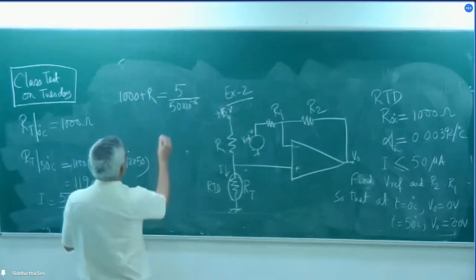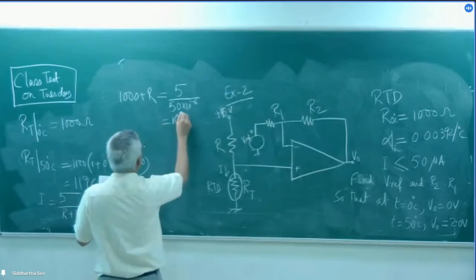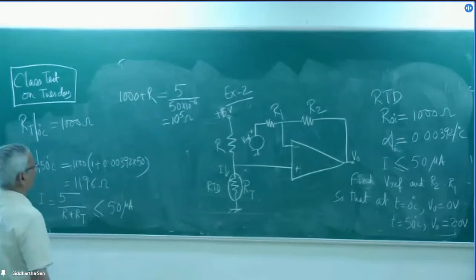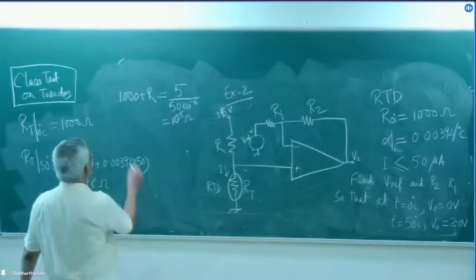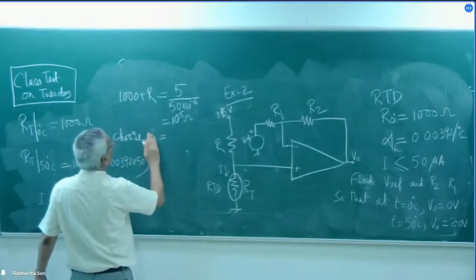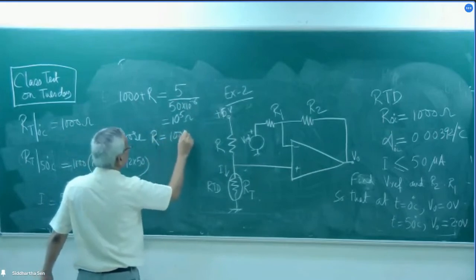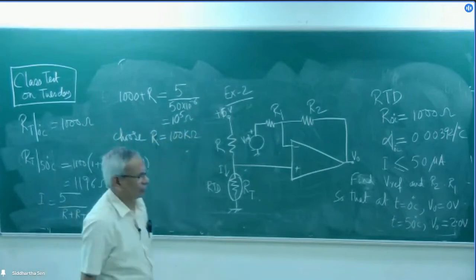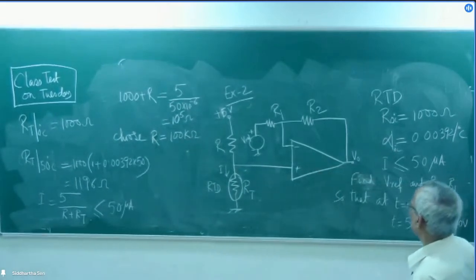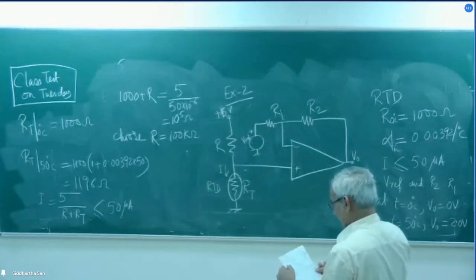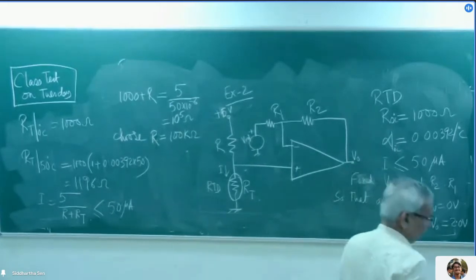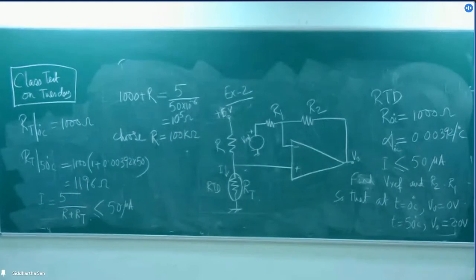And so it is 10 to the power 5 ohm. So we can say 10 to the power 5 means 100 K. Okay, we can say choose R is equal to 100 kilo. So we can ensure that for all temperatures, the current will never go beyond 50 microampere. Now the rest is very simple.